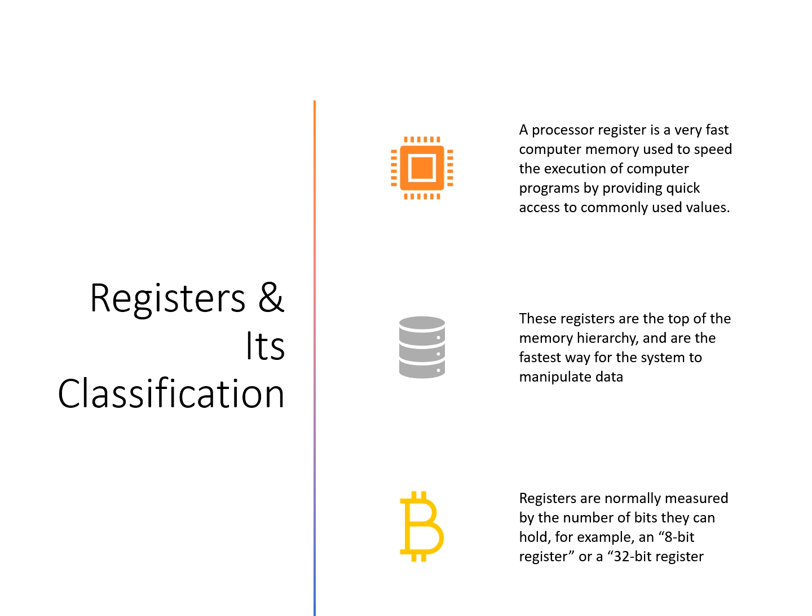As written in the second point here, these registers are at the top of the memory hierarchy and are the fastest way for the system to manipulate data. So whenever the CPU needs to perform an operation, it prefers to use registers instead of RAM because registers provide immediate access. If that thing is not found in the registers, then according to the memory hierarchy, it is searched in the cache, and even if it is not found in the cache, it is then searched in the random access memory.